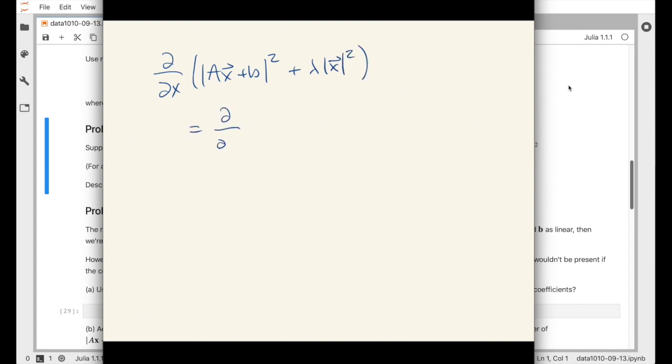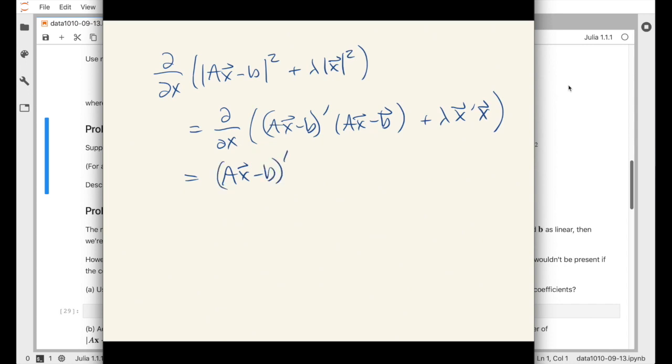So the first thing we're going to do is rewrite these norm squareds as a vector transpose times itself. So this is going to be (Ax minus b) transpose times (Ax minus b), sorry, I said plus earlier, it should be a minus. And this is going to be x transpose times x. Now we can apply the product rule. It's going to say the first vector transpose times the derivative of the second one. And then we're going to get another term, but that term's actually going to be the same because these two vectors are the same as each other. So we just put a 2 here.